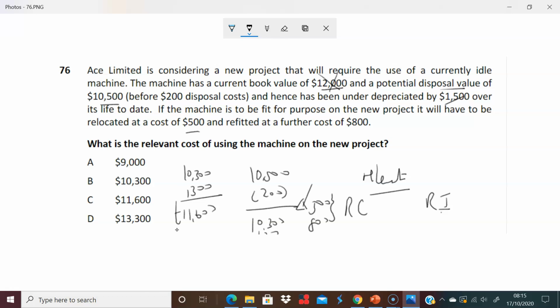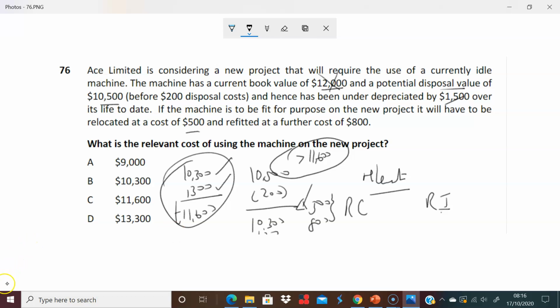Now, what this question of relevance is really saying is that whatever I'm going to do out there with this machine had better bring back something greater than 11,600. That's the whole point about relevant costing. It's saying look at all the options you had not to do this. So I could sell this machine for 10,300. I'm going to have to pay some extra costs on that. So whatever I have coming better be better than this total figure here. So that's what relevant costing is really about.